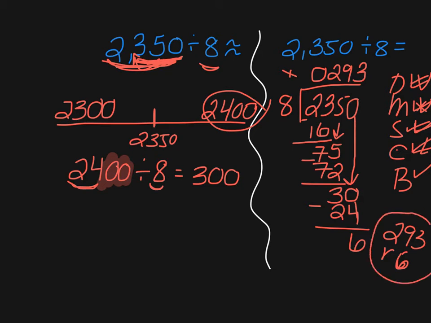And as you can see, our estimate of 2,400 was pretty reasonable because our answer of 300 is pretty close to our exact answer of 293, remainder of 6. So once again, this is mostly just rounding, and if you find that you need rounding assistance, talk to your teacher. You can either stop the video here or you can go on to one more problem.